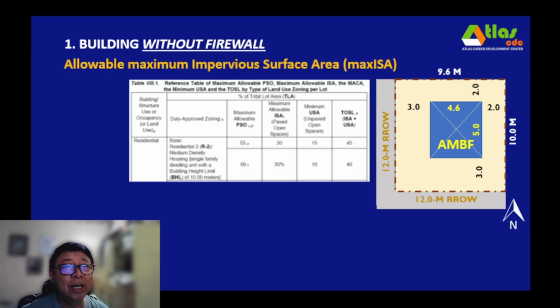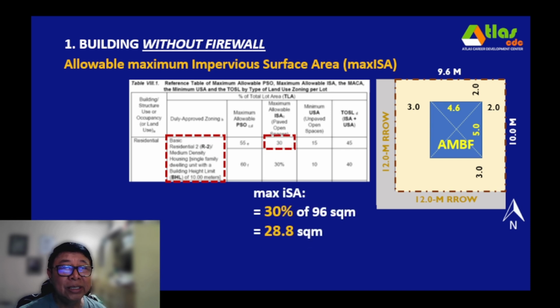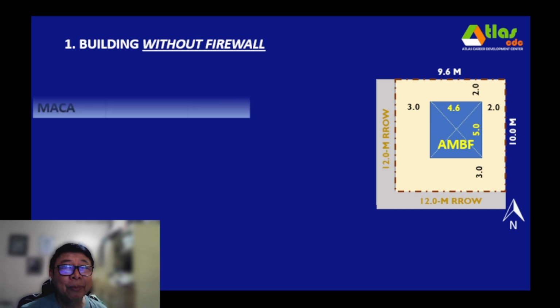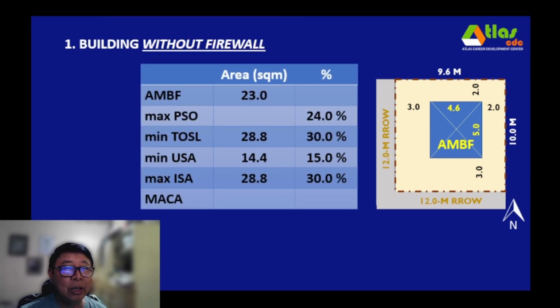So let us go to the allowable maximum impervious surface area or the maximum ISA. Again, our reference for this one is table 8.1. So we just make use of that percentage given. Our maximum ISA will be 30% of the TLA or 96 square meters will give you a value of 28.8 square meters. So again, we input that value in our summarized table.